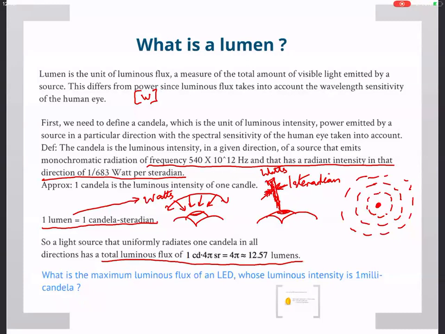Before I put you in breakout rooms, this is a question I want you to discuss. What is the maximum luminous flux of an LED whose luminous intensity is 1 millicandela? So the luminous intensity is 1 millicandela. What is the flux? It should be relatively straightforward. So you can think about this. I'm going to put you in breakout rooms.